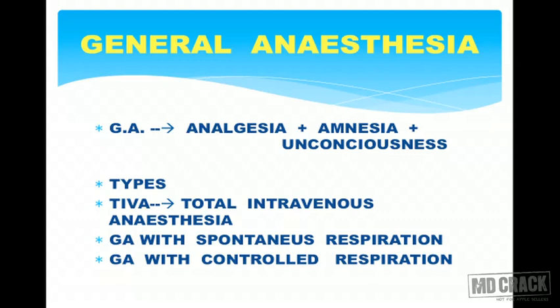Then the next form of GA is general anesthesia with controlled respiration. This is total general anesthesia in which the whole body of the patient is under your control. You are controlling his respiration, you are controlling his pain, you are controlling his amnesia, and you are totally responsible for his life till the surgery is over. So this is complete general anesthesia in which there is controlled respiration, and respiration is in the hands of the anesthetist.